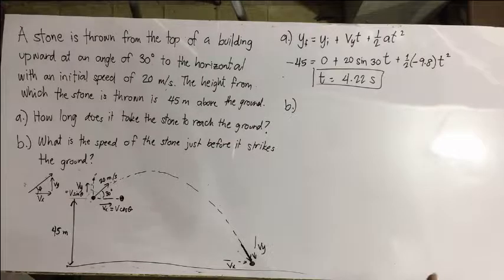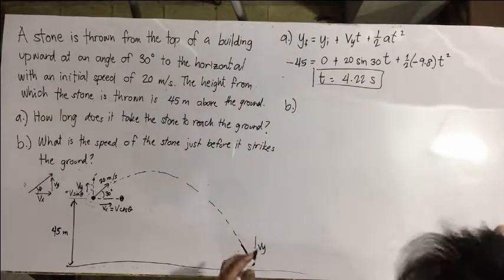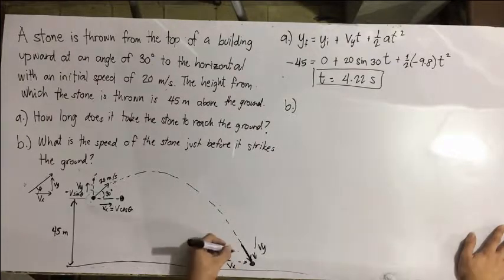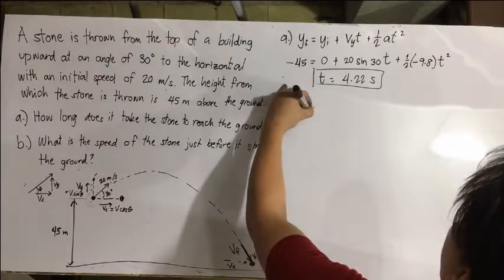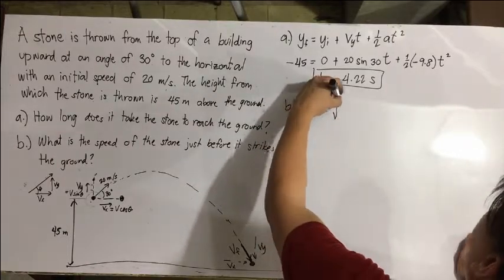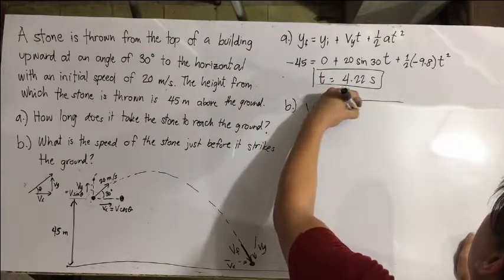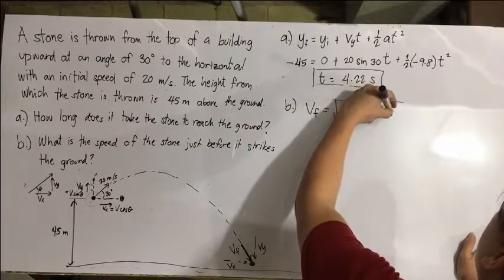Why? Because there is no acceleration that is affecting the x component of the speed of the stone. However, for Vy, it will change because of the presence of gravity in our kinematic solution. So therefore, all we have to do to find, let's call this VF, is just take the square root of Vxf squared plus Vyf squared.